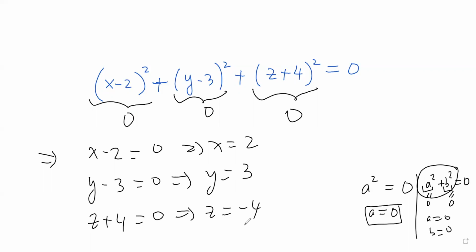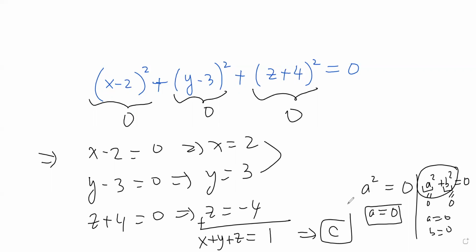So then the question says find the sum of this. So I'm going to need to add all these three numbers, right? Which will be, when you add 2, 3, and negative 4, it is going to be 1. So therefore, for this problem.